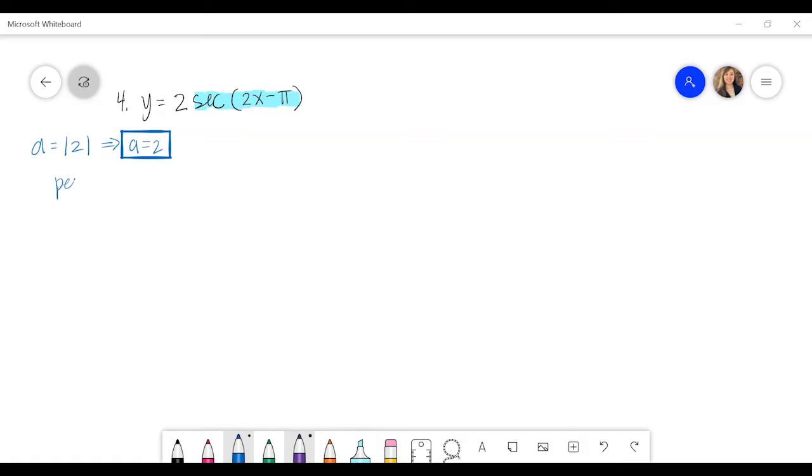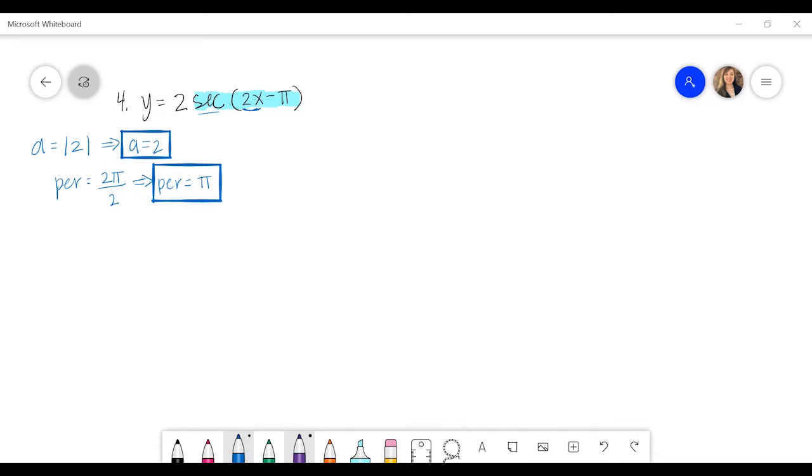We do have the period. Remember, the period is only affected by the number in front of x. Default period for secant is 2 pi, just like cosine. Divided by that 2 tells us the period is just pi, right? So it's been sped up. It moves through the entire cycle a little faster.